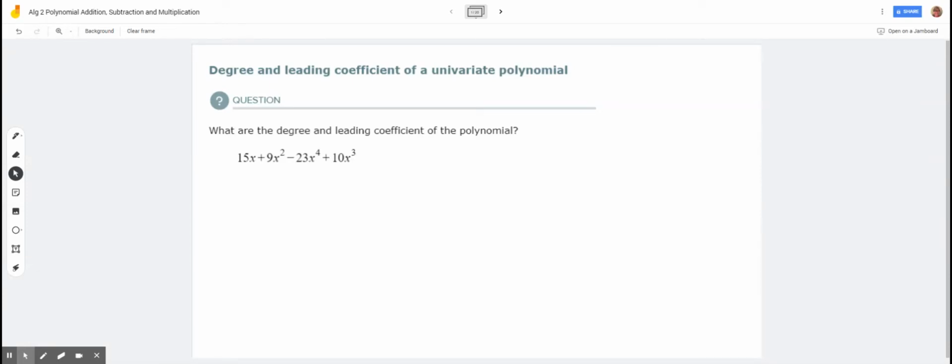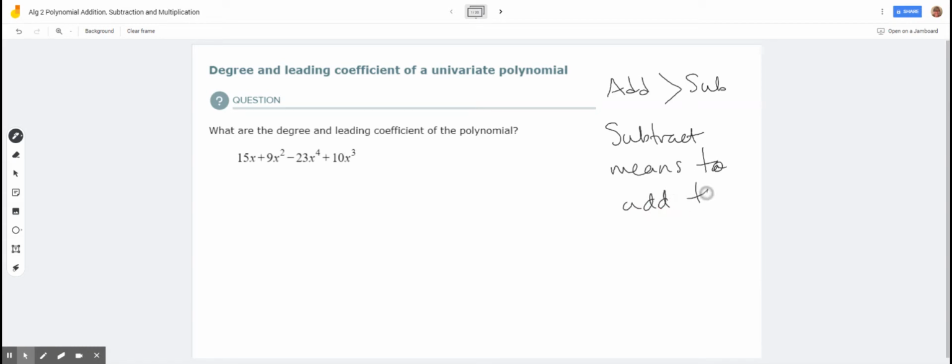All right, here come the more involved notes on multiplying polynomials and adding and subtracting. The first thing I want to make clear is that adding is always way better than subtracting. So since adding is better than subtracting, when we subtract, we typically change subtraction to an addition problem. Just remember that to subtract means to add the opposite.